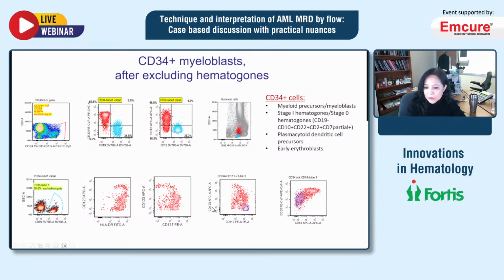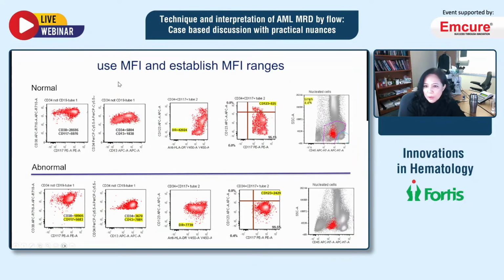However, they have some features. They are CD123 negative, CD133 negative. Remember, CD133 is only committed to myeloid, and they usually do not have CD13. Right. So these are the important things to remember. What are you looking at in the normal CD34? It's not just one population. They show diverse differentiation. So we also incorporate fluorescence intensity to evaluate aberrancy.